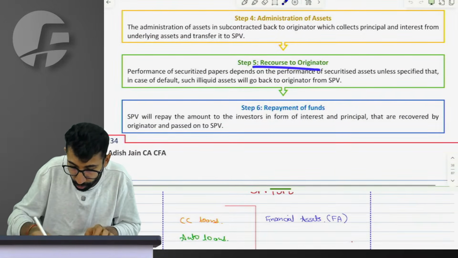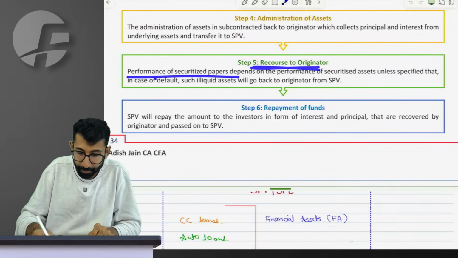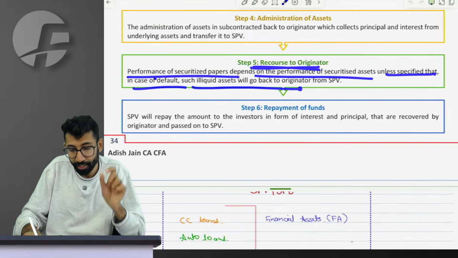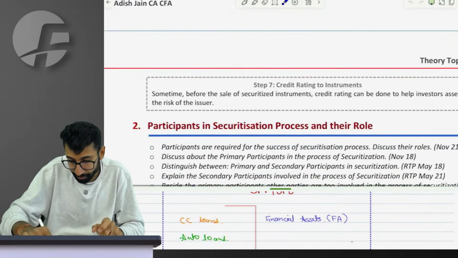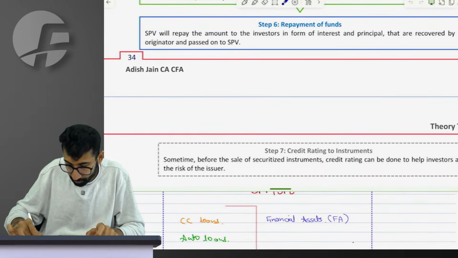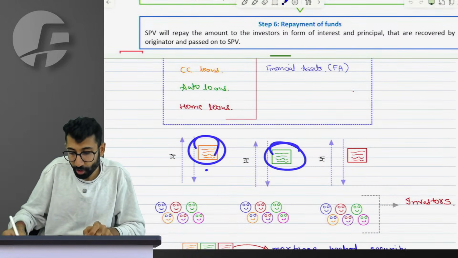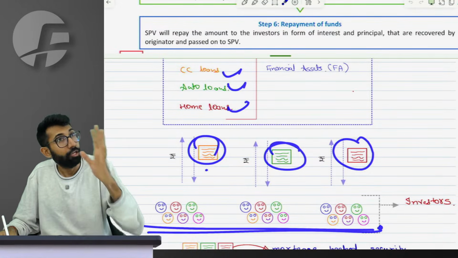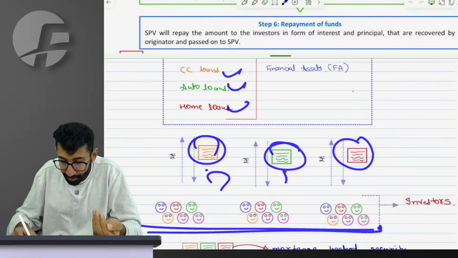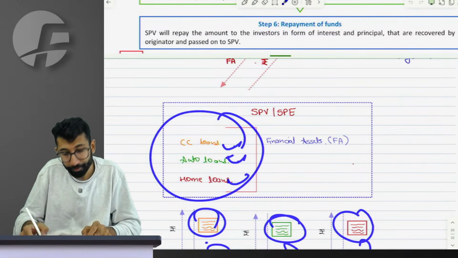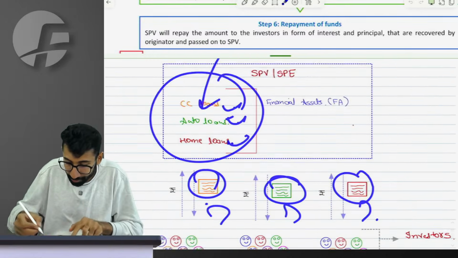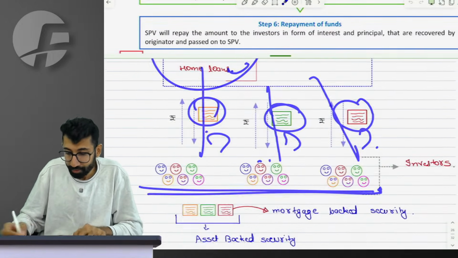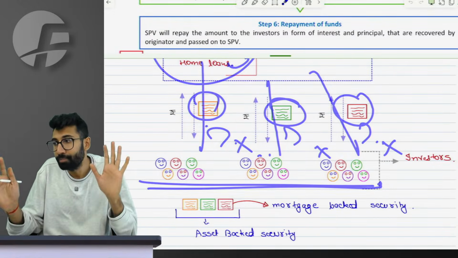Next is recourse to the originator. Performance of securitized paper depends on the performance of the securitized asset, unless specified that in case of default, such illiquid asset will go back to the originator. Please look at it. Sir, do you agree? These securities are backed by these assets. So as an investor, when I look at the security, how the securities perform depends on how the assets perform. Meaning to say, if these people pay money, the SPV will pay money to the investor. However, if these people default, then the securities will also default. That simple is the logic.